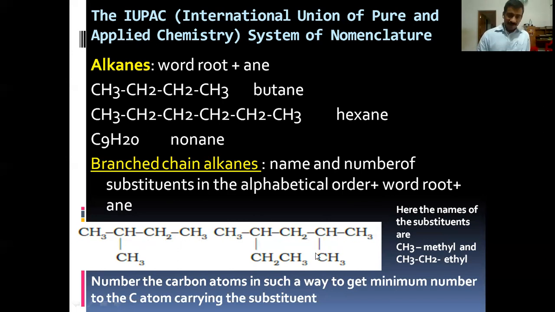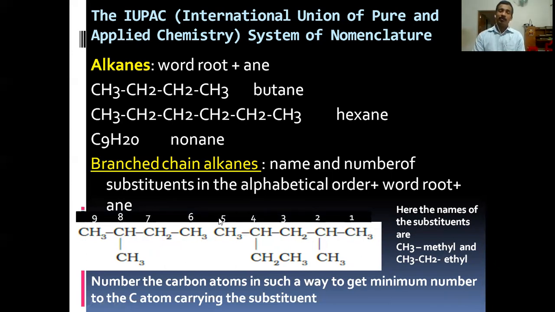2 plus 6, 8, plus 8, 16. The sum is 16. And if you start numbering from the other side, 1, 2, 3, 4, 5, 6, 7, 8, 9, it is 2 plus 4, 6, plus 8, 14. So if you number from this side, the sum is 14, and from the other side, the sum is 16. So which will be preferred? Numbering from this side, that is correct. So you have to number from this side.